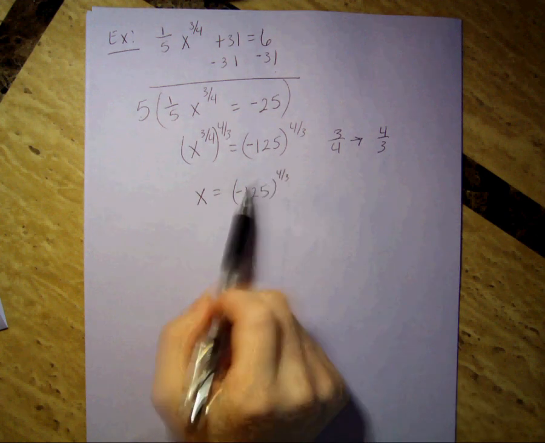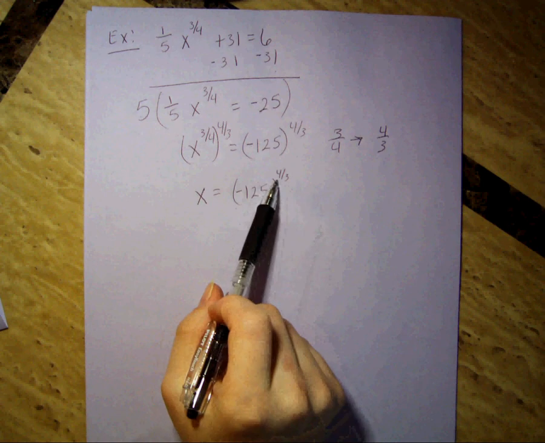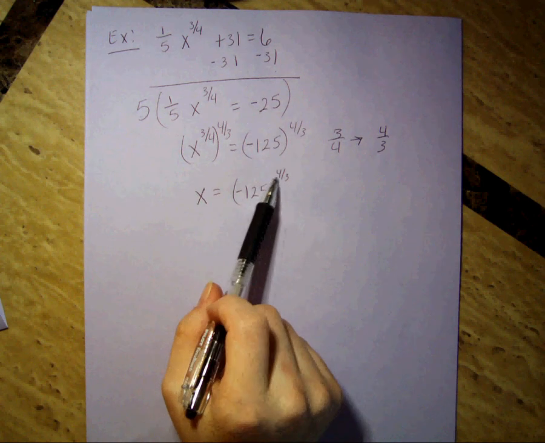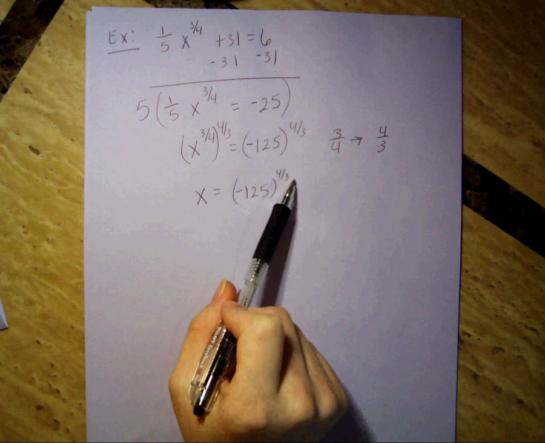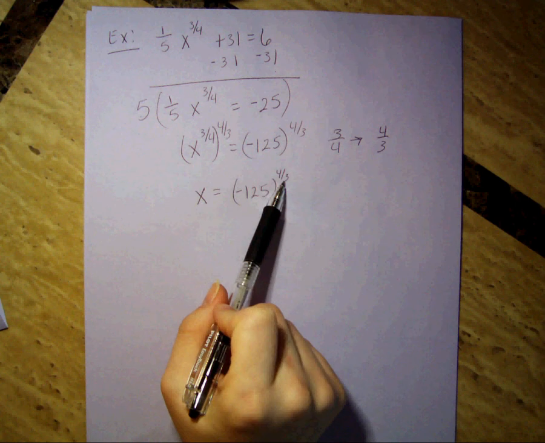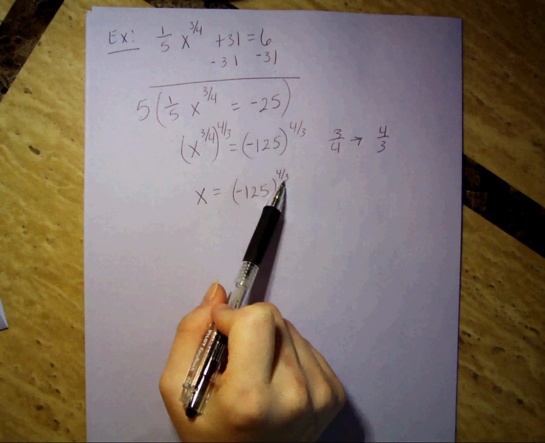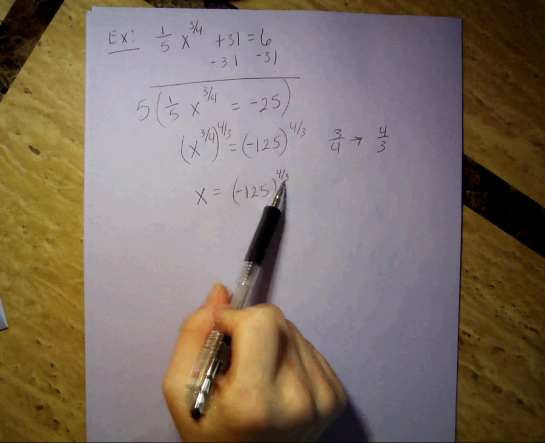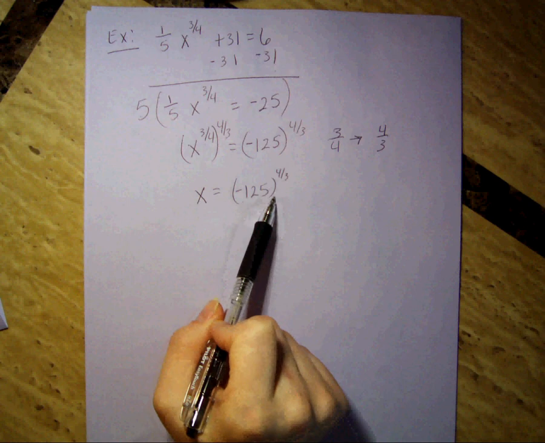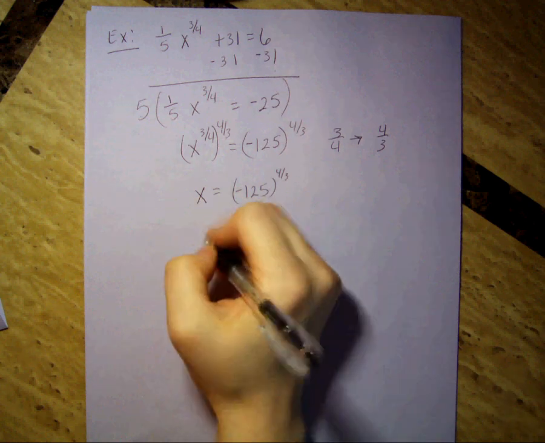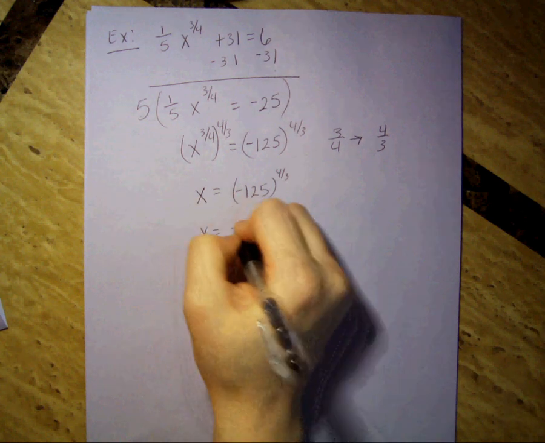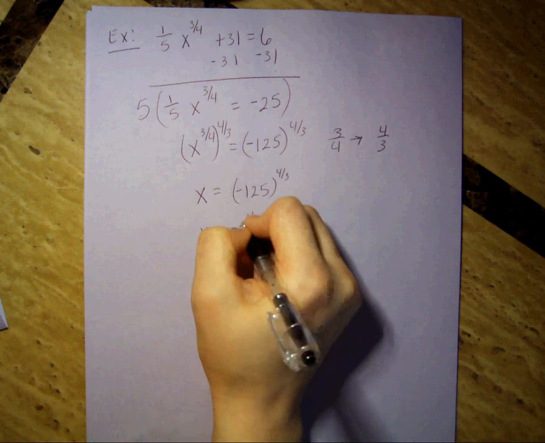So go ahead and simplify this. I don't know what -125 to the 4th power is, but I do know what the cubed root of -125 is, or we should. What do I multiply times itself 3 times that gives me -125? And the answer is -5. So I get x equals -5 to the 4th power.